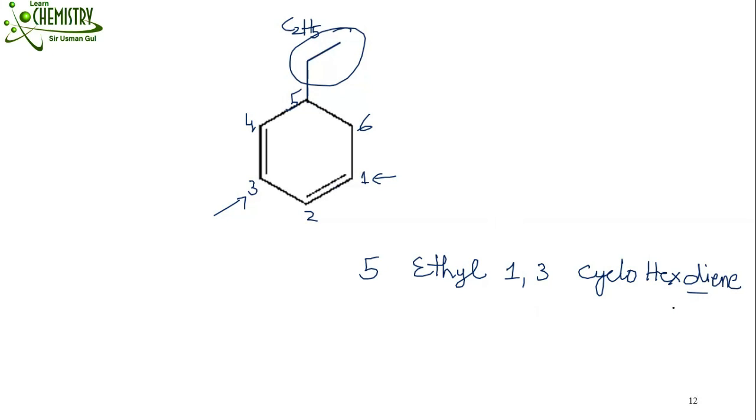So this was the lesson. In this lesson I have explained all the possible naming of alkane, alkene, and alkyne along with the cyclic compounds. If you remember all these rules, you will be able to give the name of around 80 to 90% of the hydrocarbons, because all the main rules are the same.